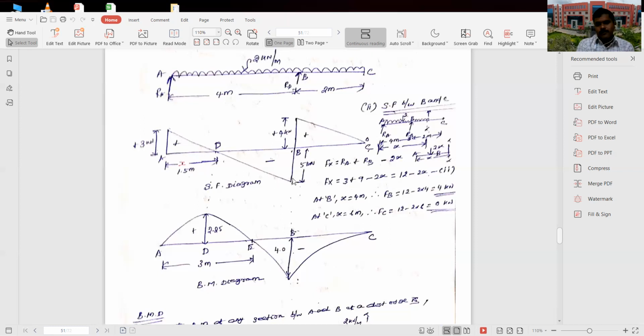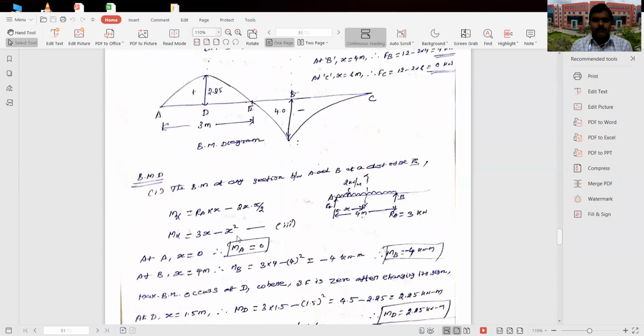Then from the B point, while you are taking a section from B to C, you have to find out B point 4 kilonewton increase, again C point 0. So this is how we want to draw the shear force diagram. Okay. Now we can see how to draw the bending moment diagram.